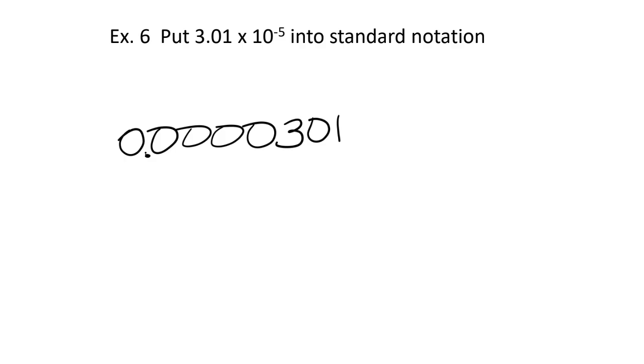We're going to put 5 zeros and then put the decimal between the first two. So hopefully that makes sense.